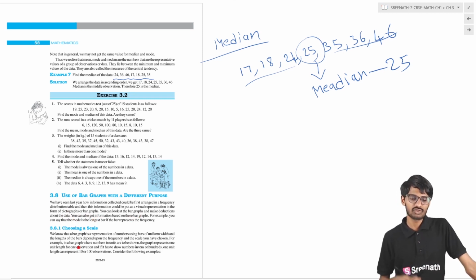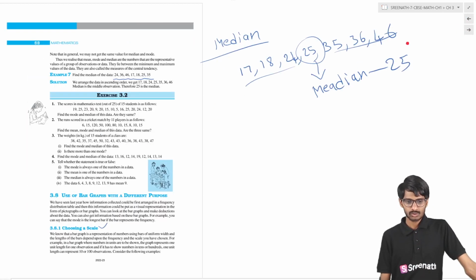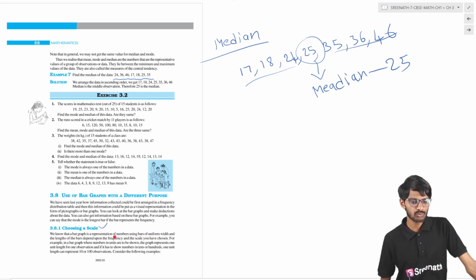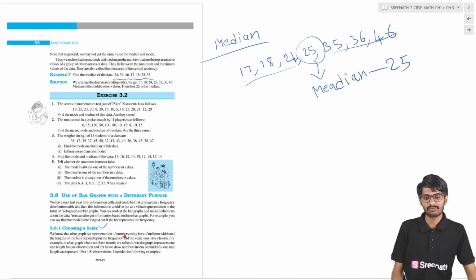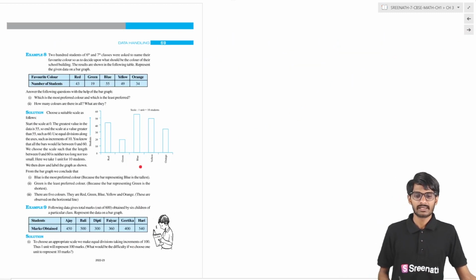Bar graphs help make deductions about the data. By using bar graphs, you will get deductions easily from your data, students. Now if you want to draw a bar graph, we have to choose a scale for it. Choosing a scale is important in drawing a bar graph, students. We know that a bar graph is a representation of numbers using bars of uniform width. If you clearly see, these bars have uniform width.